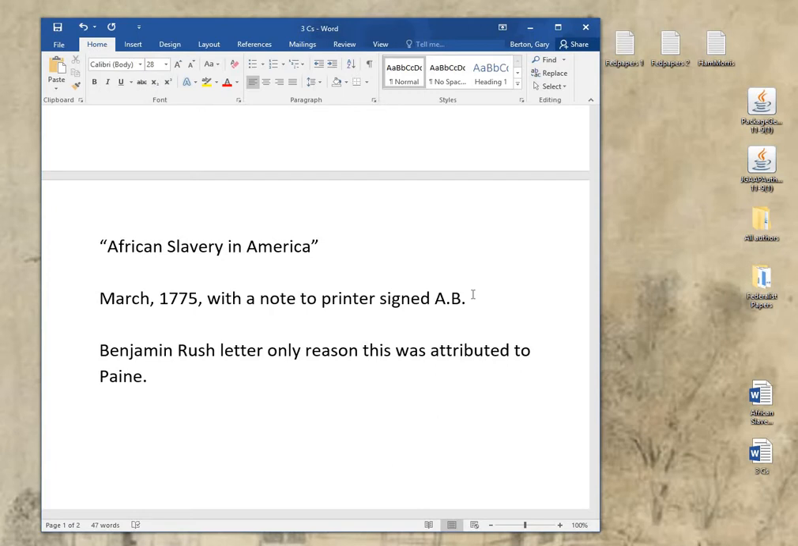There are two people in Philadelphia where this was printed who did use AB. One was Hopkinson, which we'll test, and he used that abbreviation. And also it's the initials of Anthony Benezet, the most famous abolitionist writer in America at the time. So with that in mind, let's start some testing.